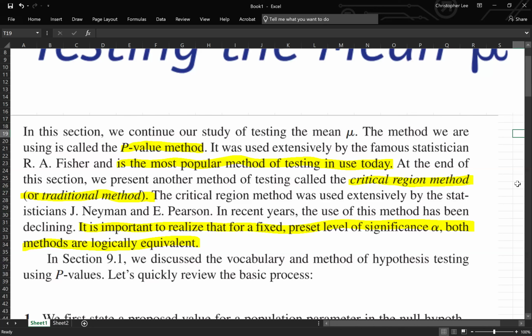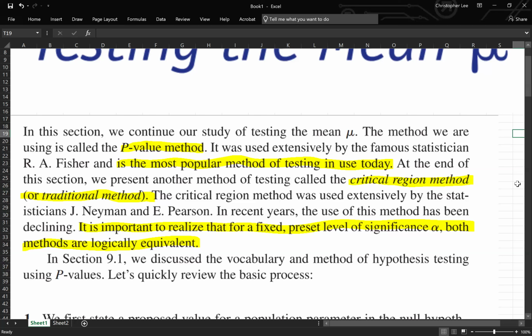It is the most popular method of testing in use today. At the end of this section, we present another method of testing called the critical region method or traditional method. The critical region method was used extensively by statisticians Neyman and Pearson. In recent years, the use of this method has been declining. It's important to realize that for a fixed level of significance alpha, both methods are logically equivalent.